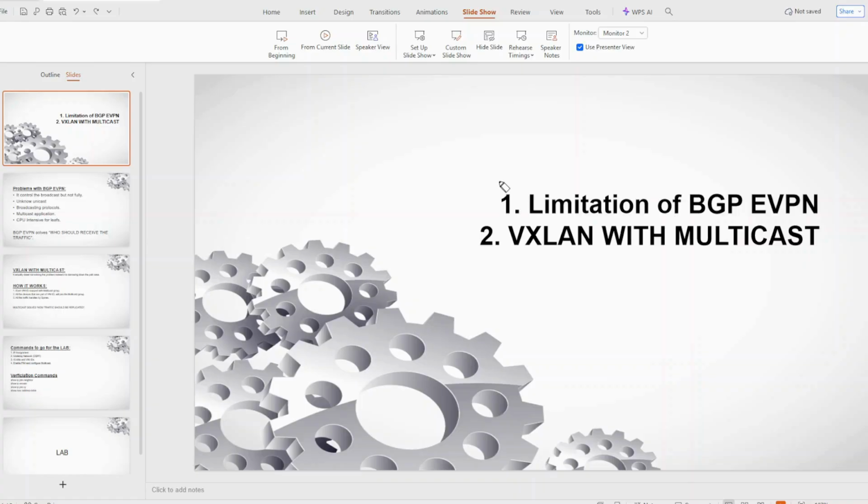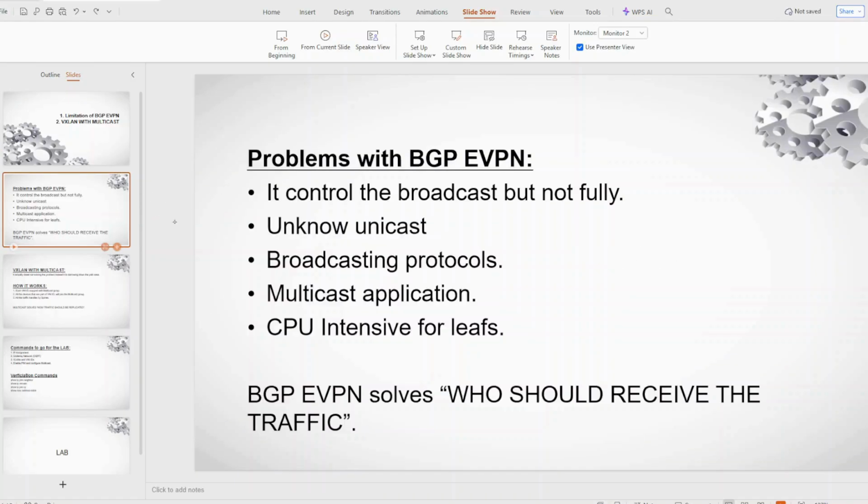In today's Cisco VXLAN series, we are going to discuss two major things. First one is the limitation of BGP EVPN, and second, how VXLAN with multicast optimizes those limitations. Okay, so let's first discuss the limitation of BGP EVPN.